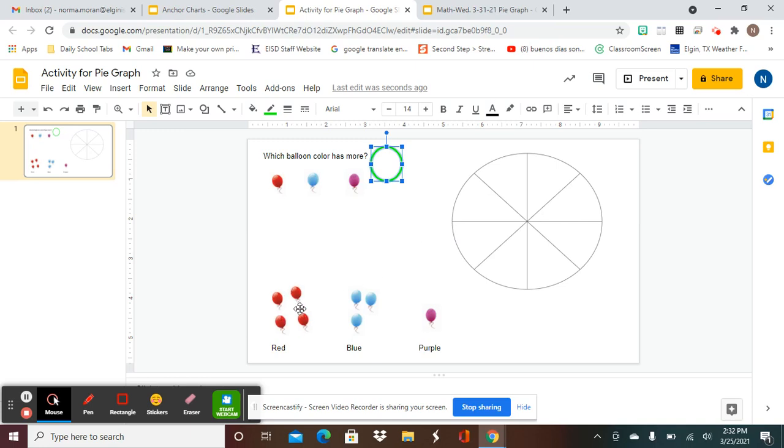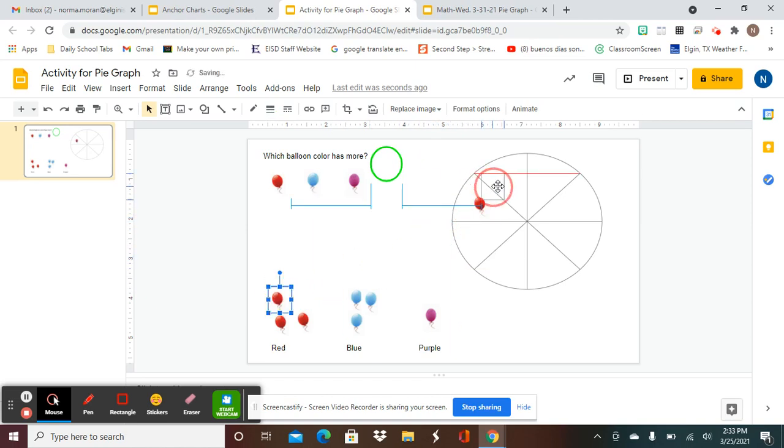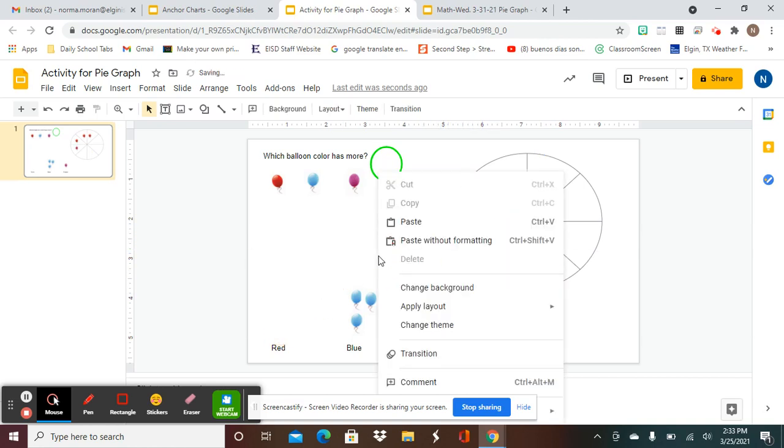So let's start with the red ones. Another thing that's important, you have to put them together. How many red balloons do we have? 1, 2, 3, 4. So we're gonna move them and we have to put them together like this, okay? We can't put like 2 over here and then 1 over here. It's not gonna work. We gotta put them all together. We're sorting them all together in the pie graph. So we have 4 red balloons.